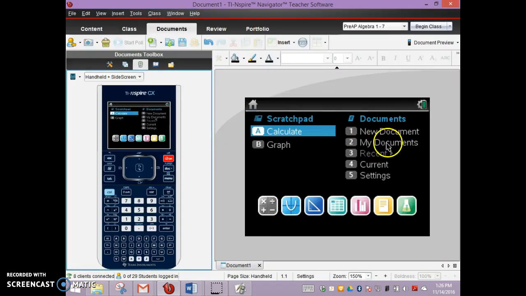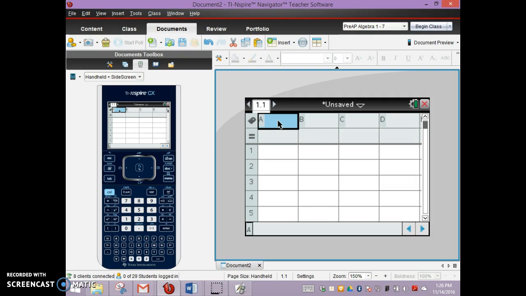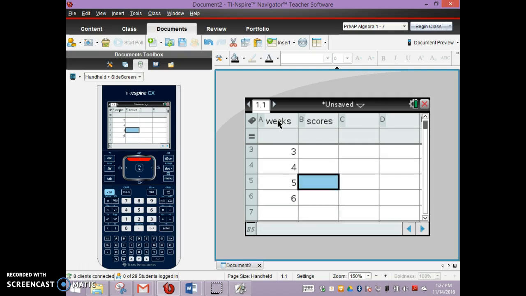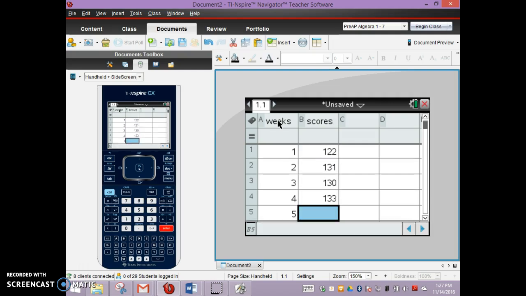So on my home screen, I'm going to start a new document. I'm going to add lists and spreadsheets, and I'm going to type my independent variable at the top. My independent variable is weeks. My dependent variable is scores. So my weeks go 1 through 6, and my scores are 122, 131, 130, 133, 145, and 139. Oops. Make sure you press enter.